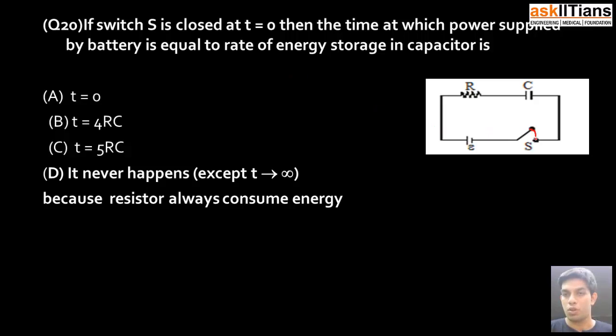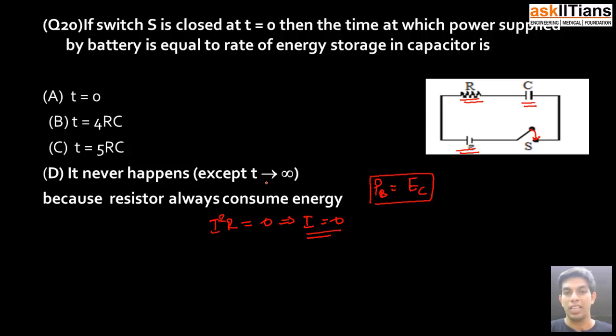point at which we switch on this key, the power supplied by the battery is being distributed as the heat loss in the resistor and the energy stored in the capacitor. So for power supplied by the battery, that is PB, to equal the energy stored by the capacitor, heat loss by the resistor has to be 0. That is, I squared R has to be 0. For this to be 0, I need my current to be 0. And this only happens at the steady state condition when t is very large.